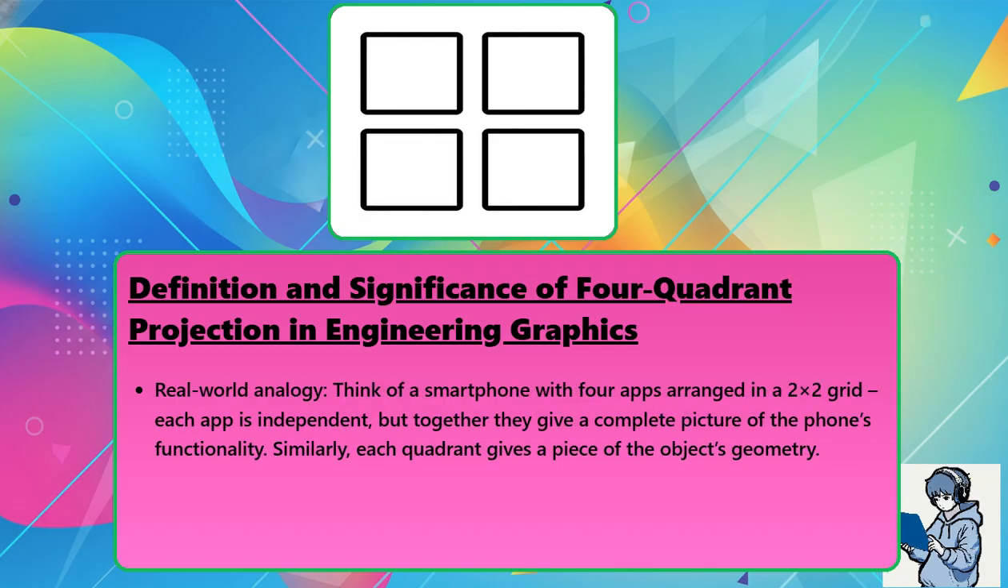Real-world analogy: think of a smartphone with four apps arranged in a 2x2 grid. Each app is independent, but together they give a complete picture of the phone's functionality. Similarly, each quadrant gives a piece of the object's geometry.